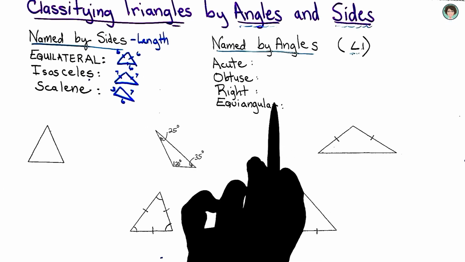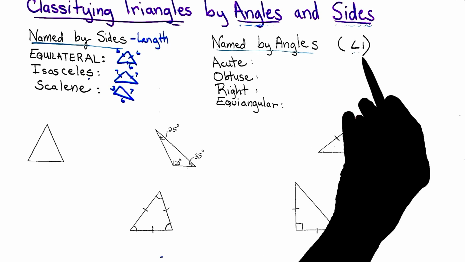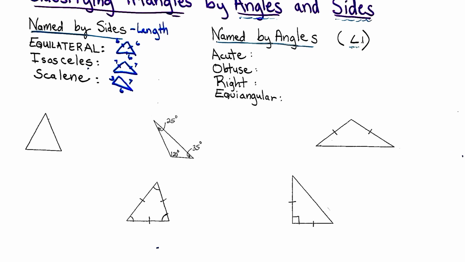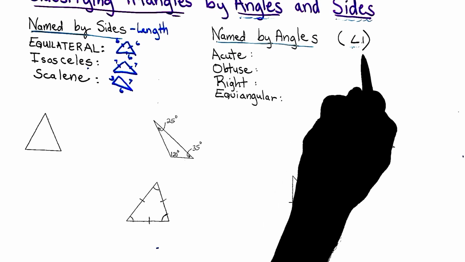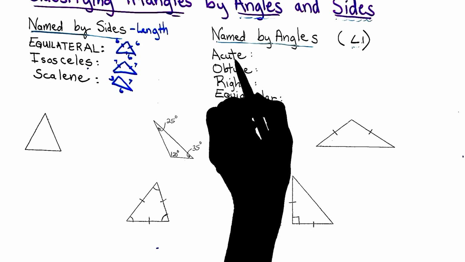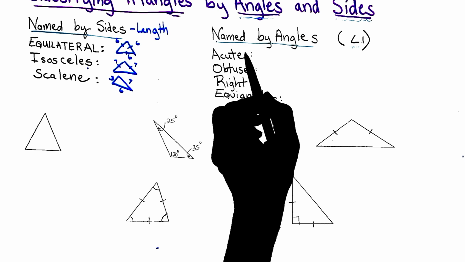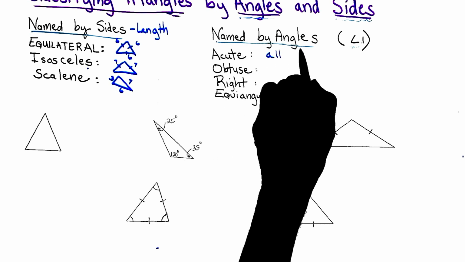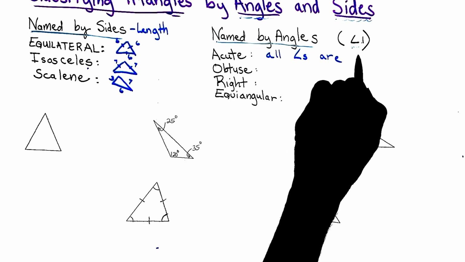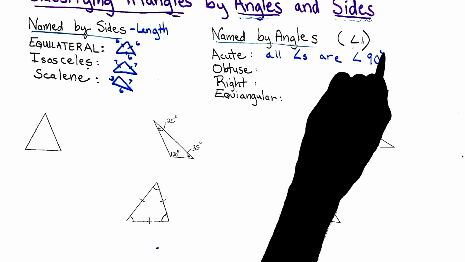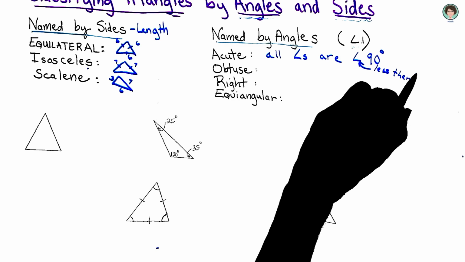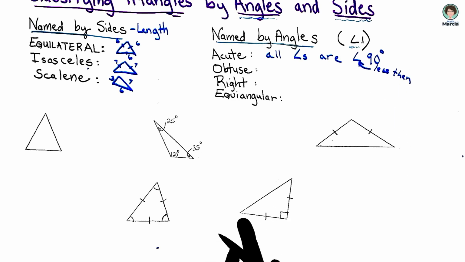Okay, well, let's name triangles by their angles. And I have this little angle sign written there because as I'm writing, I'm not going to write out the word angle over and over again. I'm just going to put this little sign, but it does mean angle. So if we have an acute triangle, all of the angles, that means angles now, are less than 90 degrees. I should have probably written out the word less than, so you don't confuse it with angles.